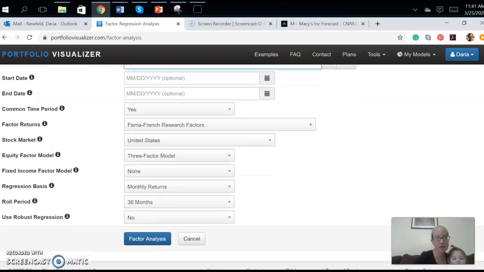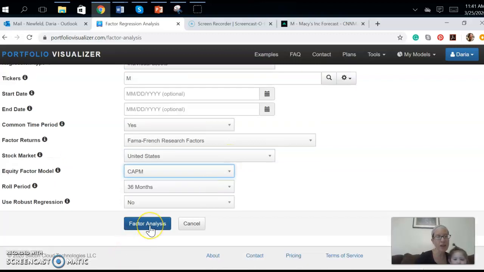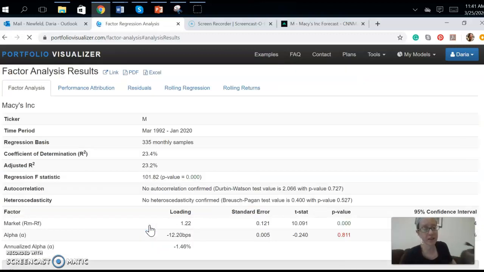And I'm going to go down here under equity factor model. I'm going to go in and set that as CAPM the first time. And it defaults to 36 months.